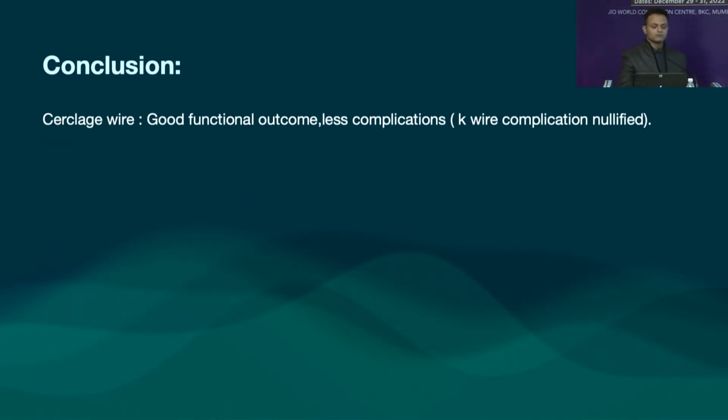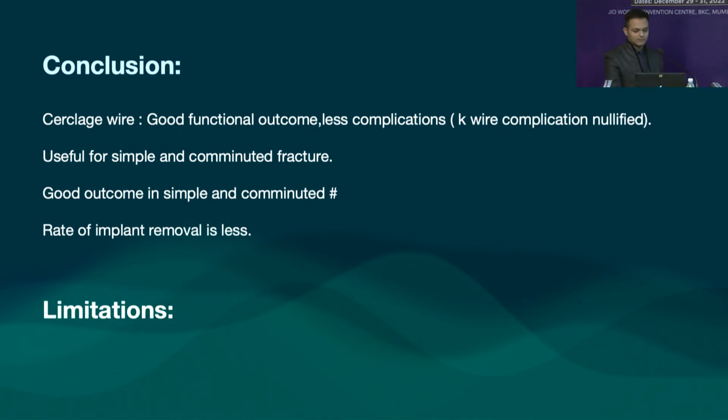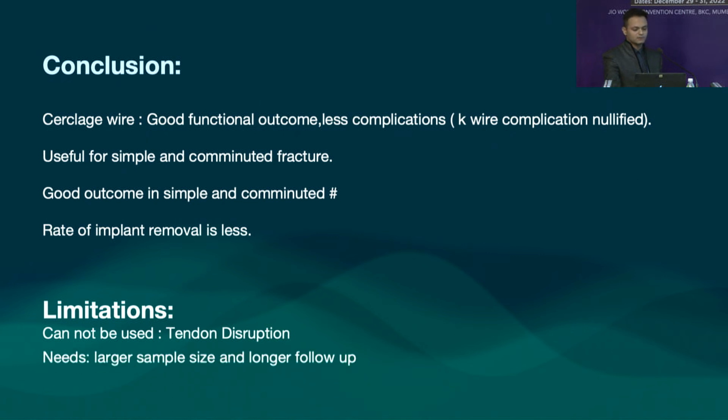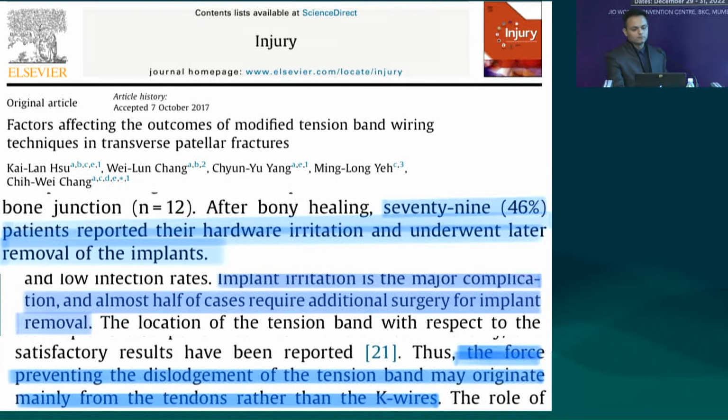To conclude, this method gives good functional outcome and fewer complications. K-wires are not used, so those complications are nullified. It is useful in simple as well as comminuted fractures, with good outcome in both. The rate of implant removal is less. The limitation is that it cannot be used in tendon disruption, maybe patellar or quadriceps tendon, and obviously it needs a larger sample size and longer follow-up. This was to quote a 2017 study, which calculated the rate of implant removal in the AO technique.